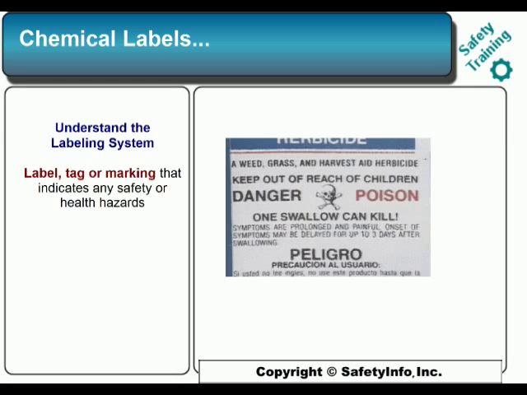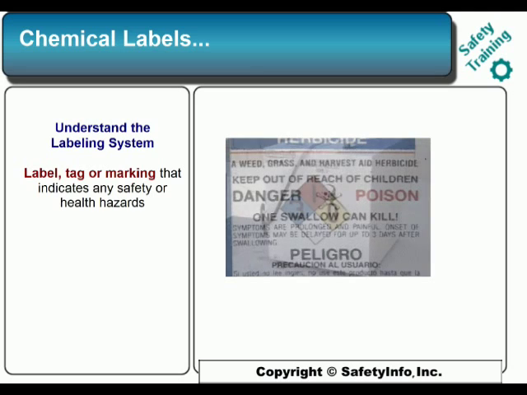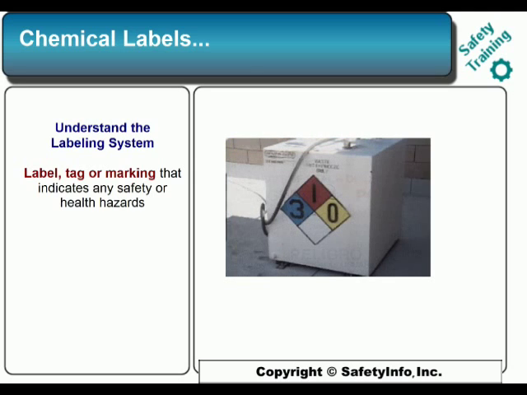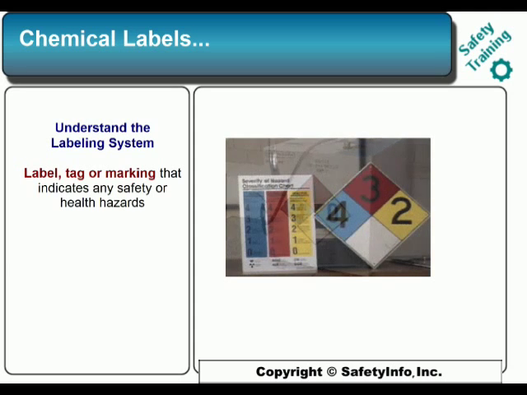The following requirements apply. All containers must have a label, tag, or marking that indicates any safety or health hazard. Portable containers do not need to be labeled if they are used immediately, but must be under the strict control of the employee using the chemical. Be sure that all warning labels and tags can be easily read.